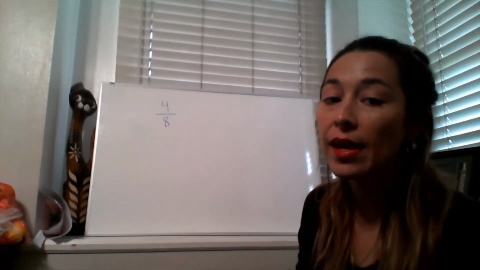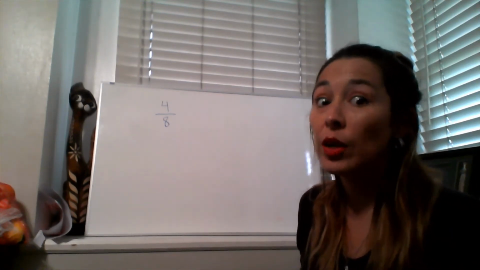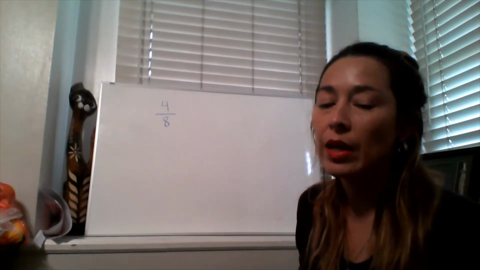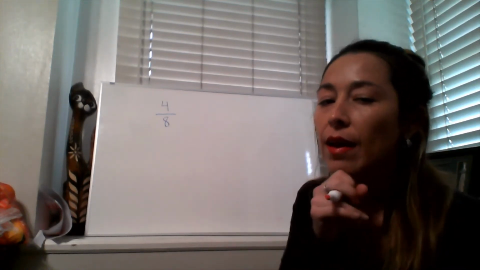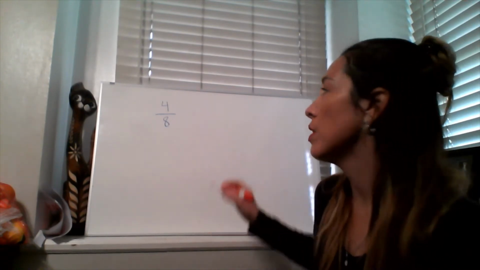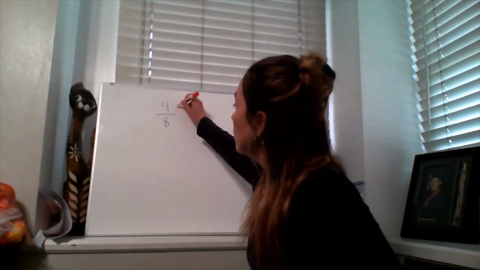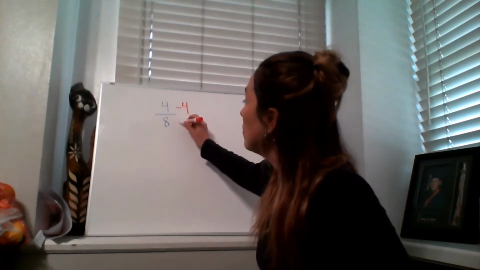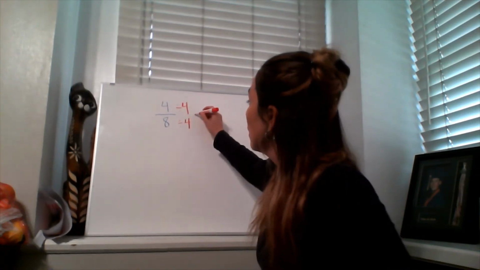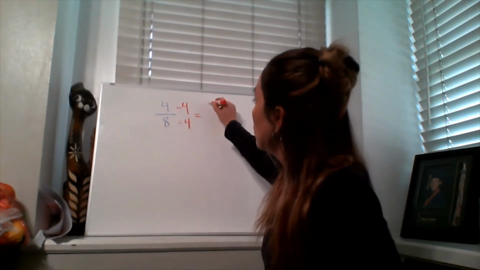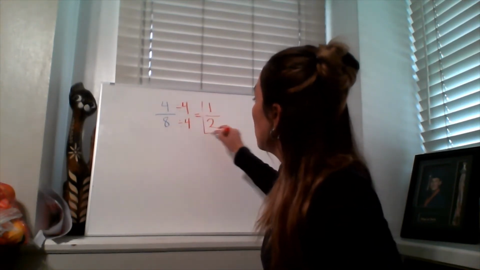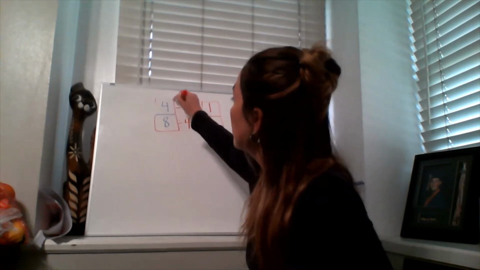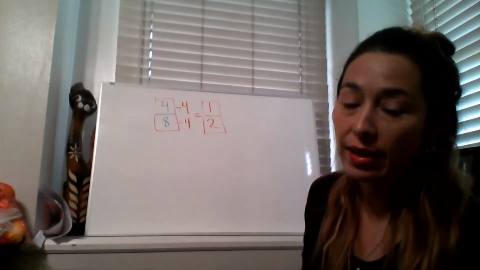I know that 4 and 8 I could divide by 2, but you want to use the biggest number you can if you want to make the simplifying work a lot faster. So if I look at 4 and 8, I realize I can also divide by 4. So I'm going to go ahead and divide by 4. And if you do it to the top, you do it to the bottom. So 4 divided by 4 is 1. 8 divided by 4 is 2, which means that 1/2 and 4/8 are equivalent. They're the exact same thing.